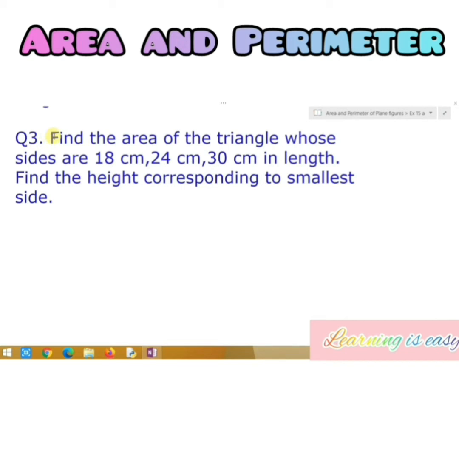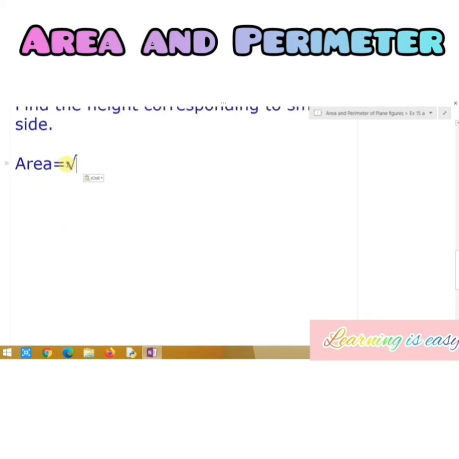Next, question 3. Find the area of the triangle whose sides are given again, but here the height corresponding to the smallest side. So we need to take the base as 18 centimeter for the second part. The first part is very similar. We have to apply Heron's formula. To apply it, first we need to calculate the semi-perimeter by adding up all the sides and dividing by 2. That will be the first step.